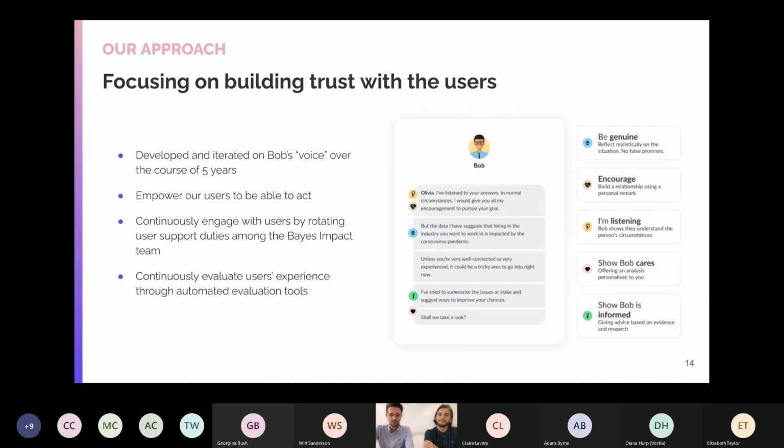And once we had that, the last element was to, as I mentioned, build the engaging and trustable UX. So today, Bob, as you will see it, is really the result of 5 years of iterating on the voice of Bob. So to find a voice that's both empowering, that engages with the users, and that's built on evaluating user experience. So trying to find the right tone to be both encouraging but genuine at the same time, and really empowering.